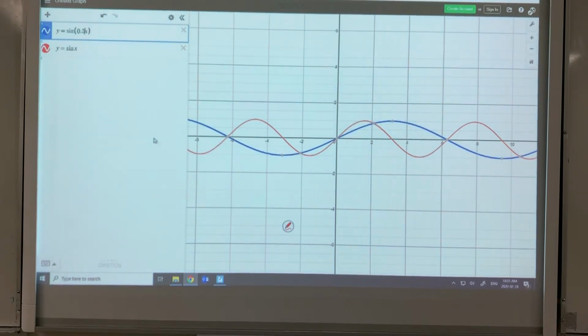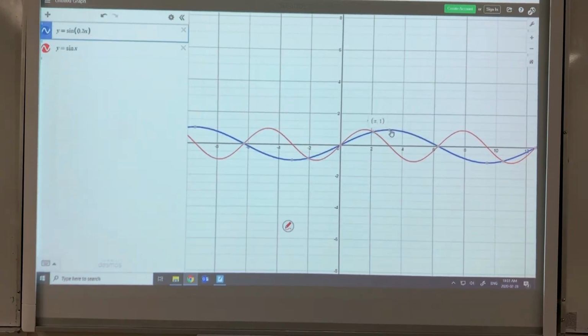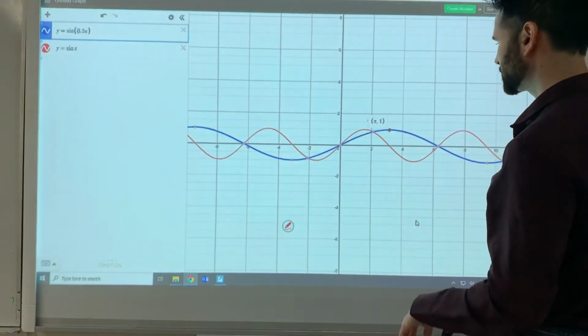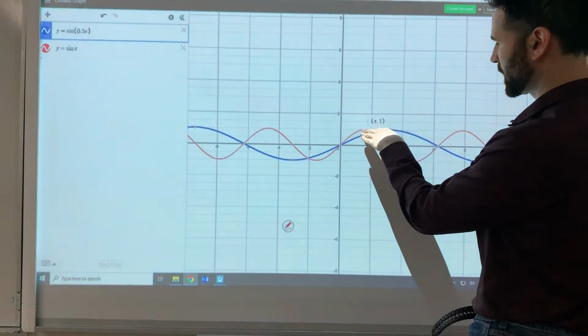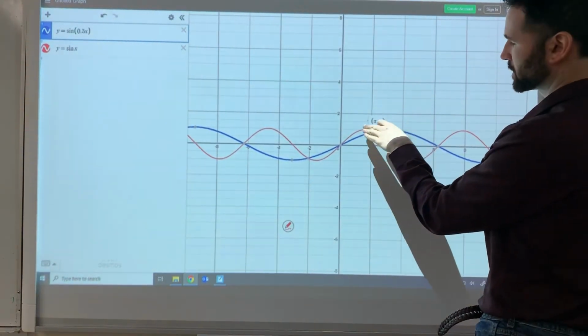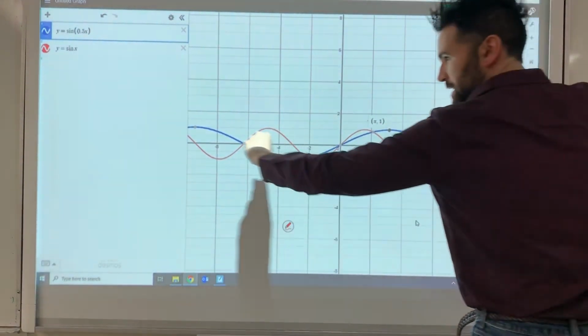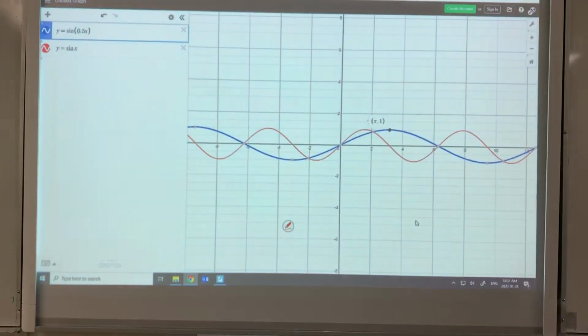As predicted, less peaks. We went from 3 to 1. It'll be harder to track points, but I can guarantee you what's happening is that we're multiplying by 2. So this point came from there. This used to be pi over 2. Now it's pi, because pi over 2 times 2 is pi. So it's like it's getting stretched out.